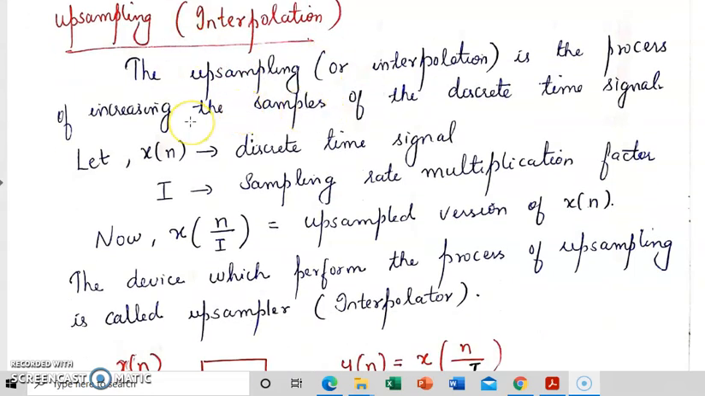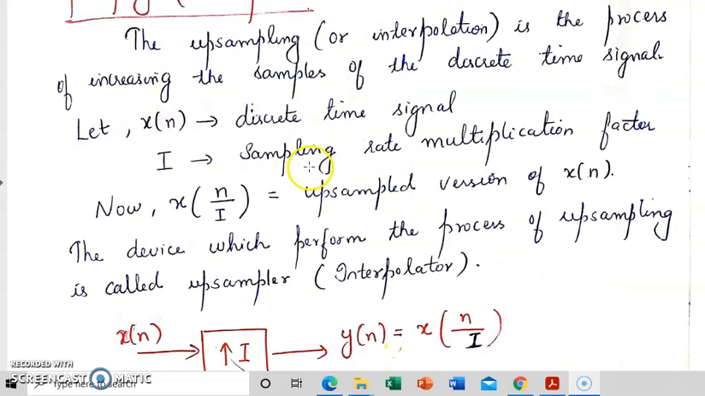Next topic is upsampling or interpolation. Upsampling or interpolation is the process of increasing the samples of the discrete time signal. Let x of n be the discrete time signal and I the sampling rate multiplication factor. Then the upsampled or interpolated version of x of n is evaluated as x of n by I, where I is the multiplication factor.